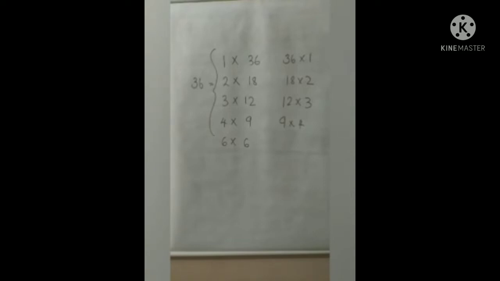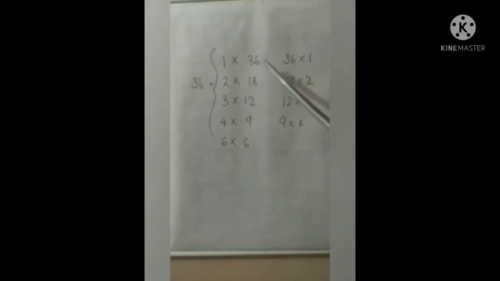What is it? Factorization. That means I am factorizing 36 as 1 into 36. That is a factorization. 2 into 18, that is also a factorization. 3 into 12. So, how does this differ from prime factorization? This is factorization, isn't it? So, what will be prime factorization?